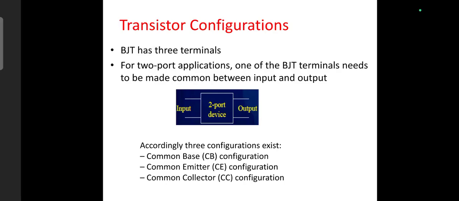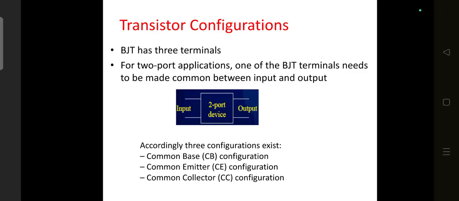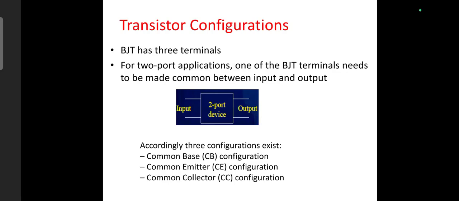So these are some of the different transistor configurations. There are three transistor configurations available: common base, common emitter and common collector. These configurations are defined based on the transistor terminals. Because the BJT has three terminals, that is emitter, collector and base, assume that we are using this BJT for two-port applications. One of the BJT terminals needs to be made common between input and output. So according to the common terminal out of the three, we are naming these configurations.